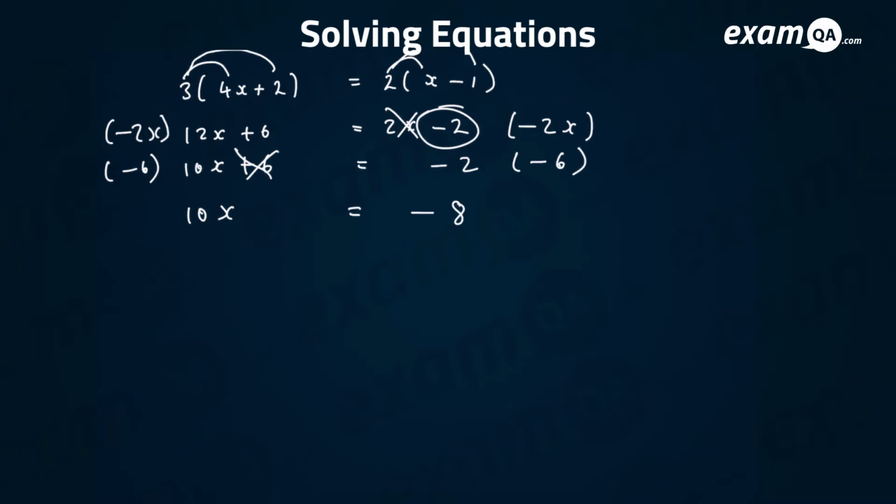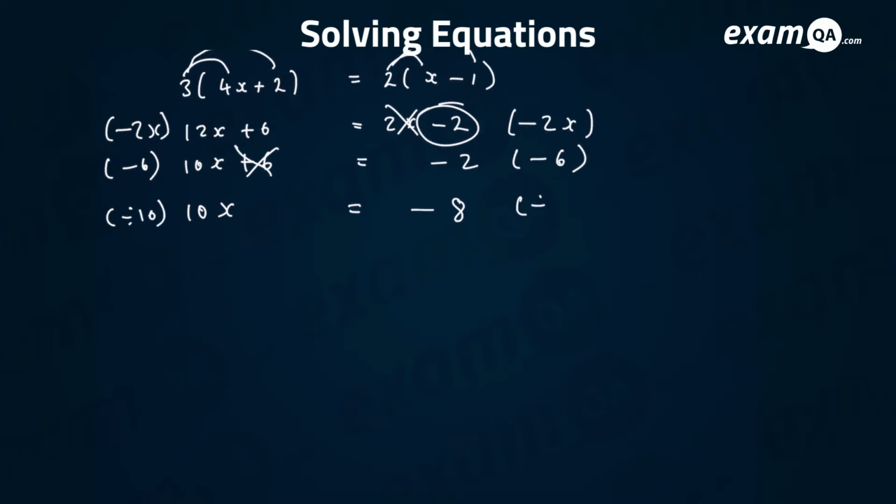Finally, to get x by itself, we need to get rid of this 10. How do you get rid of 10? Well, how do you get rid of times 10? You do the opposite, which is divide by 10, because this 10 is times x right now. Okay, so we're going to divide both sides by 10. The 10 is gone. I'm left with x equals minus 8 divided by 10.